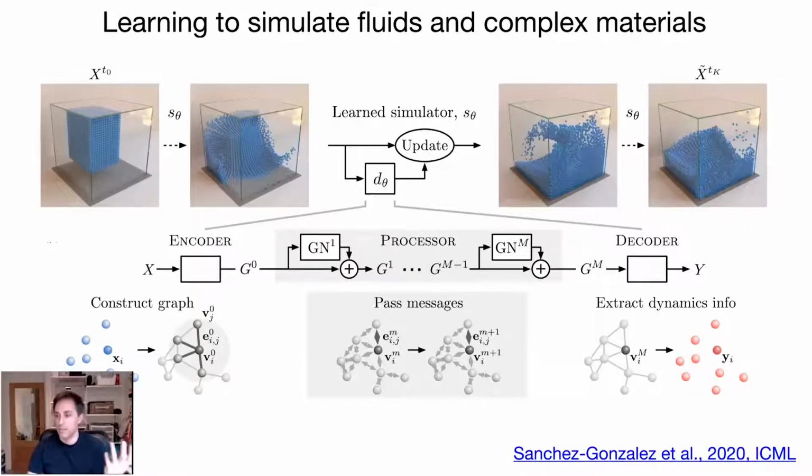And then we take the latent vector generated by this stack of updates and decode it into something like the change in position or change in velocity, and then just do an Euler integrator to update the state for the next step.